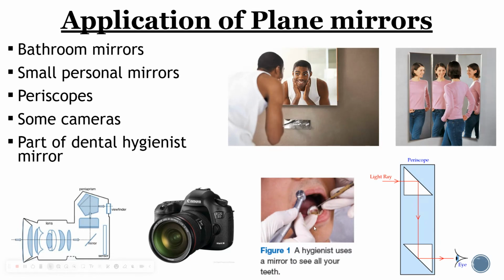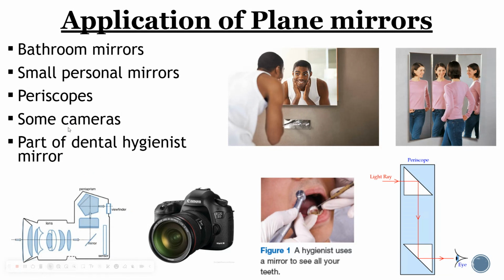Dental hygienists, some of their mirrors are plane mirrors that they put into your mouth so they can get the same size. Some cameras have plane mirrors in them to basically gather light from the outside and then reflect it into the viewer's eyes. So you can see a plane mirror over here like that. So there are proper angles being reflected over here to go into your eyes.